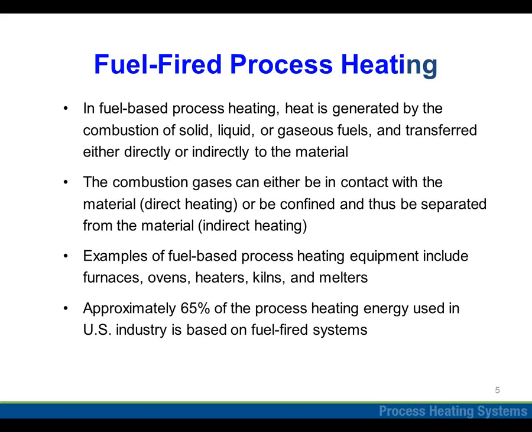The combustion gases can be directly in contact with the material, which is direct heating, as in the case of reheat furnaces, or they could be confined in a separate source, such as the radiant tubes that you have in your annealing furnaces. That's what they call indirect heating. So there's direct heating and indirect heating. Approximately 65% of the total process heating energy used in the US is by fuel-fired systems. So a huge amount of energy is being used as fuel. Next, Sachin.